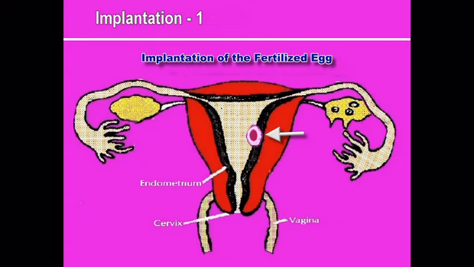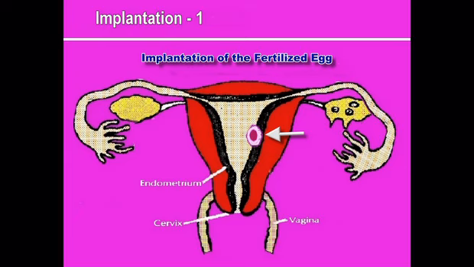Implantation. Here we see that an egg has been fertilized and continues to move up the fallopian tube until it reaches the uterine cavity, where it now looks for and finds a good place to land in order to burrow into the endometrial lining, allowing implantation and, of course, pregnancy. Once the egg has landed and burrowed into the endometrium, it immediately begins to develop into a fetus.